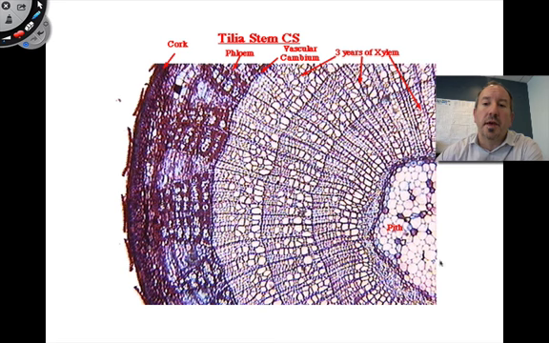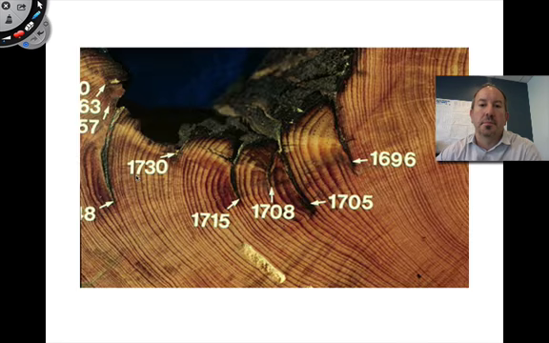This is the original pith in the center. The primary xylem is located right here. This is secondary xylem. This is then secondary phloem, and a little bit of primary phloem out there, and then cork cambium, and then cork. So this is a picture showing like fire scars right here, and you can sort of date these. But look over here.